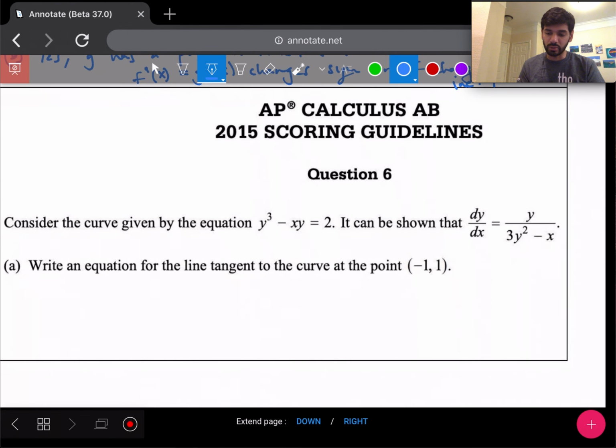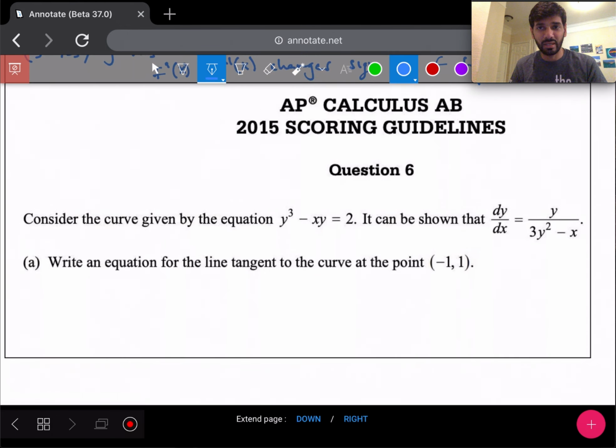All right, last question here. This is a tangent line problem. Finding the tangent line is also included on your study guide. So in general, it's y minus y1 equals m, or dy dx, times x minus x1. dy dx is your m. That's your slope.